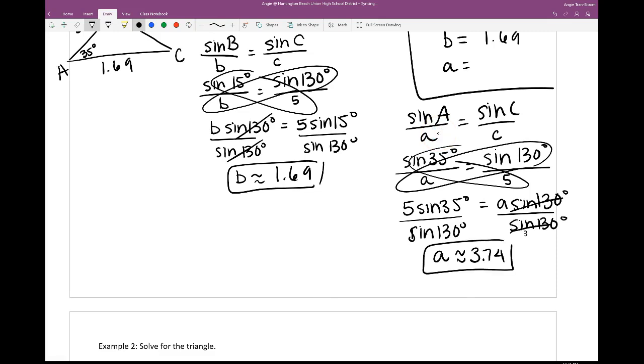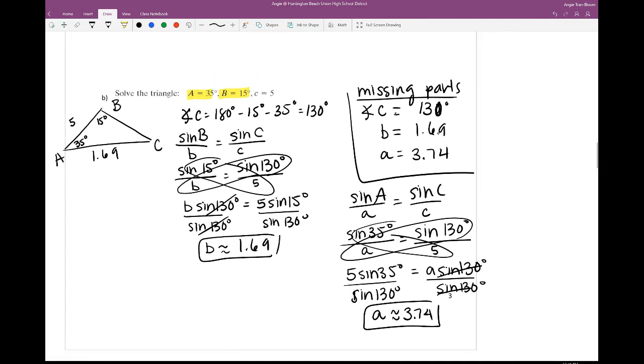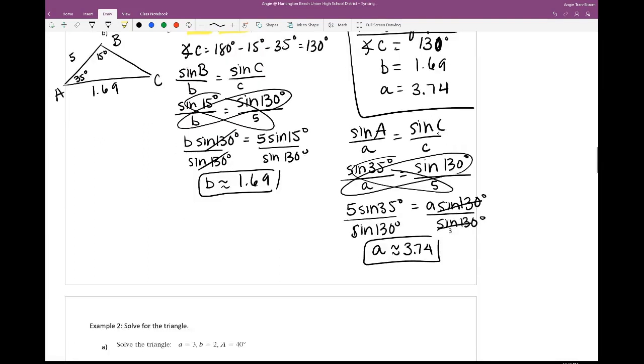Let me confirm that with my graphing calculator, in case I entered it incorrectly on my computer calculator. My graphing calculator also gave me the same answer, so I'm good: 3.74 units. So that's how you solve for the non-right triangle using the law of sines. All right, let's go to B.